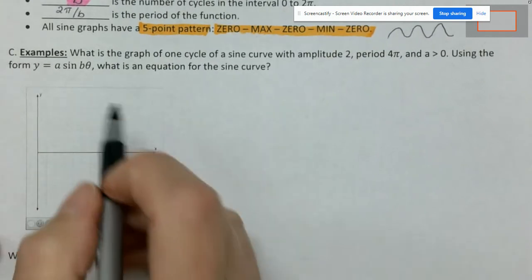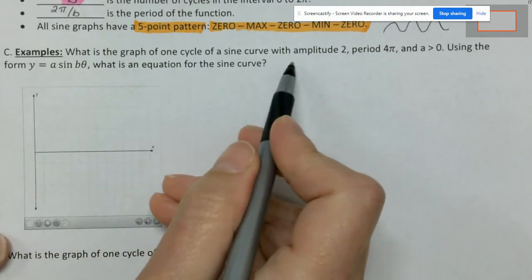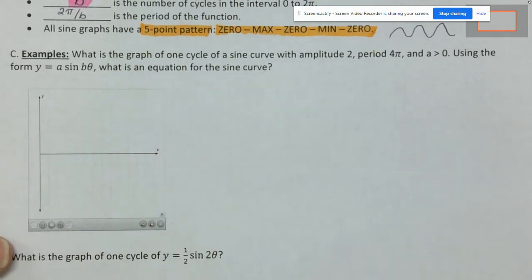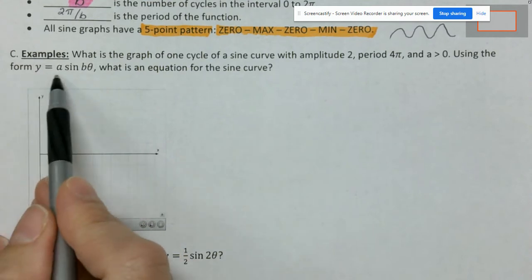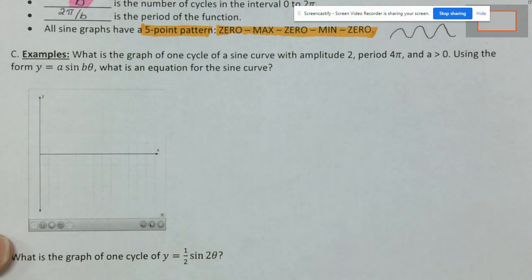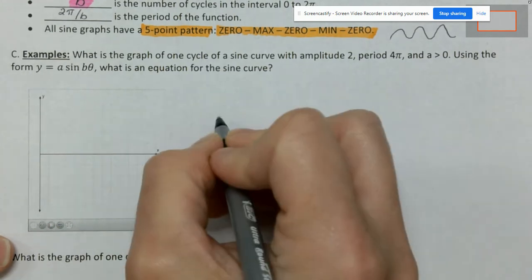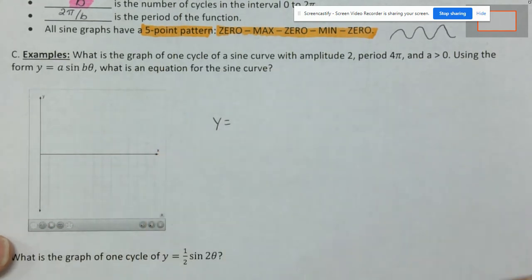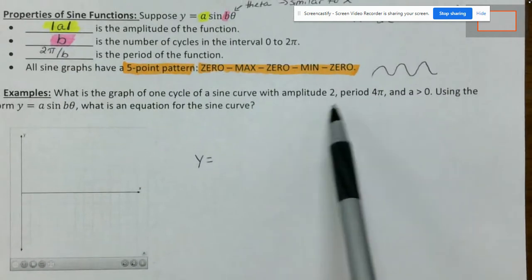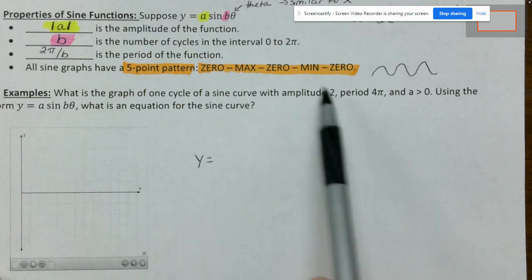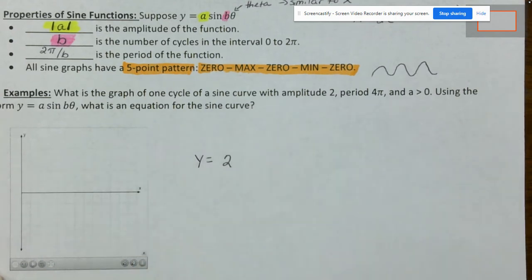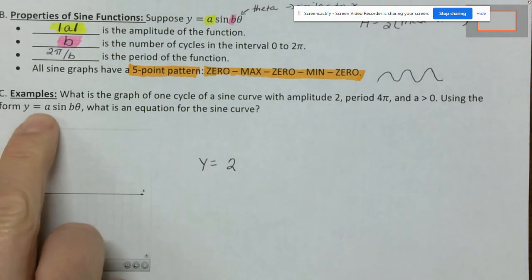So let's look at an example. What is the graph of one cycle of a sine curve with amplitude 2, period 4 pi, and a greater than 0? And it says, using the form y equals a sine b theta, what is an equation for the sine curve? Okay, so first of all, y equals a. Remember, a is the amplitude. So what is my amplitude here? My amplitude is 2. So the absolute value of a, that would be the absolute value of 2, which is 2. So I know that that's going to be this a right here.